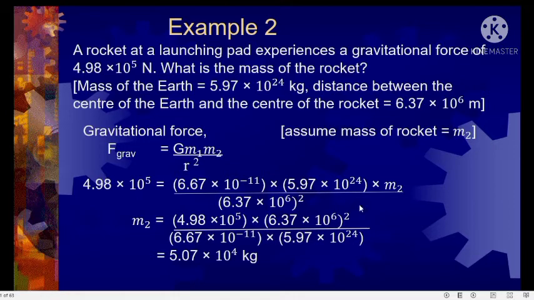Okay, you solve this and you will get m2 equals 5.07 times 10 to the power 4 kilogram. Be careful when you use a calculator involving large values like this. Sometimes there is a careless mistake. So for m2, you get the value. So this is the mass of the rocket.